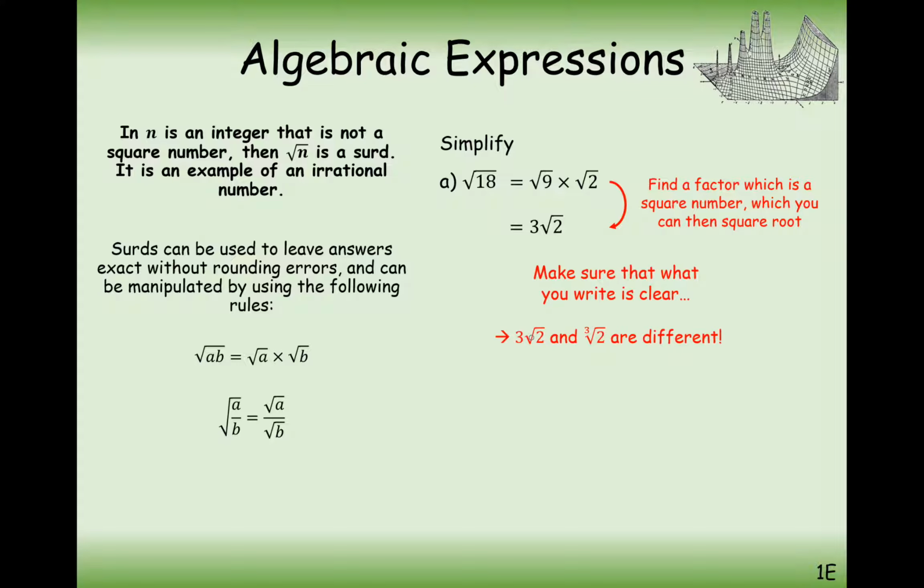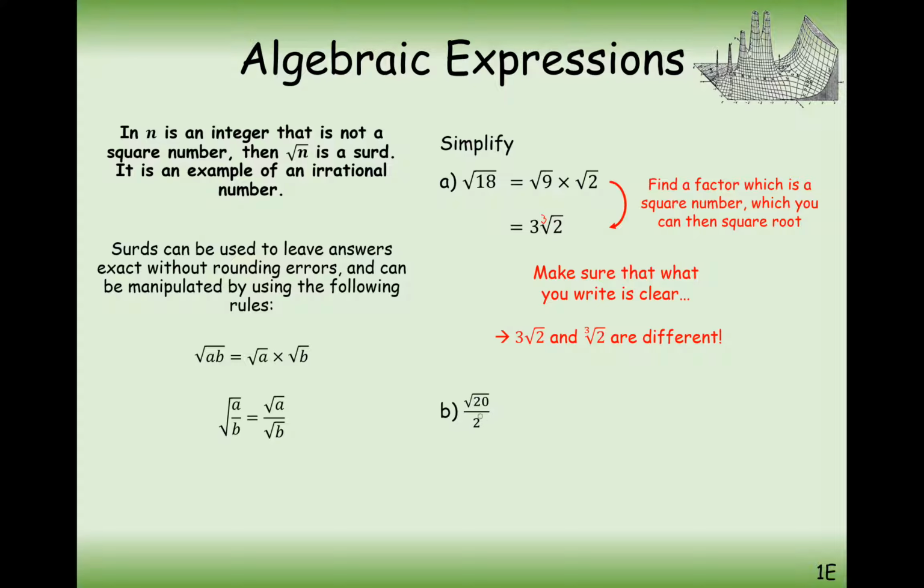Okay, there's a good little reminder here. Make sure that you don't get the cube root of 2 and 3 times the square root of 2 confused. Big 3 at the front means 3 times the square root of 2, and a small 3 that would appear roughly in this position here would mean the cube root of 2. So 3 times the square root of 2 and the cube root of 2 are two different things.